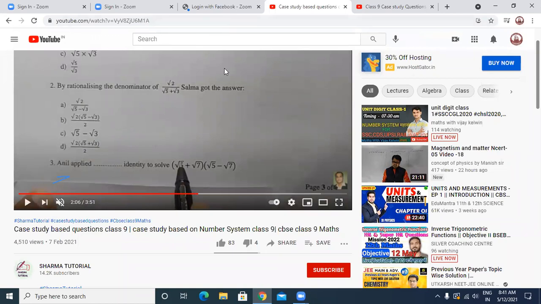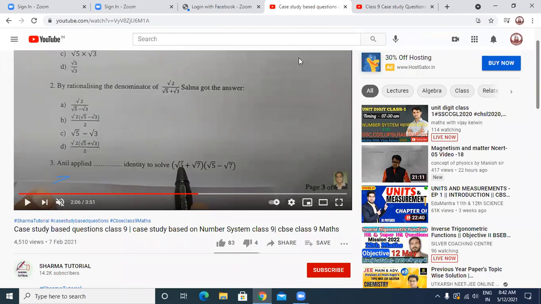Got it? Any doubt in this? Any doubt, beta? You will solve this question in the rough, then you will pick the possible answer. Got it? So answer is root 2 multiply by root 5 minus root 3 upon 2.